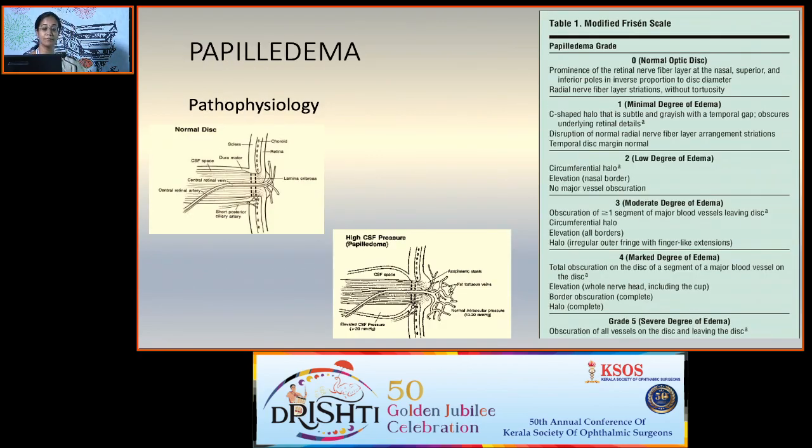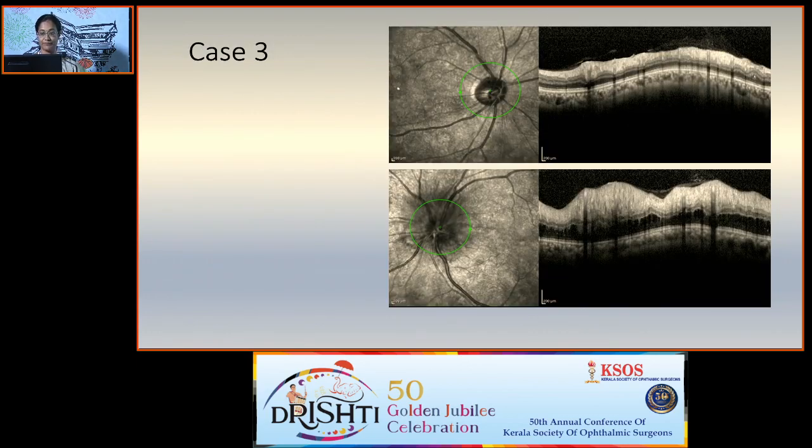So papilledema, as you know, is because of the increased intracranial pressure, which causes an axoplasmic stasis that leads on to a disc edema. There is a grading called the modified Frisén grading, where grade 0 is a normal disc and grade 5 is a severe disc edema. So this was a 50-year-old male patient who presented with the right eye disc being normal.